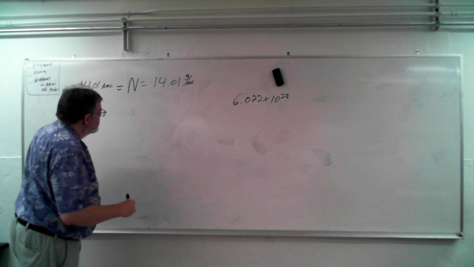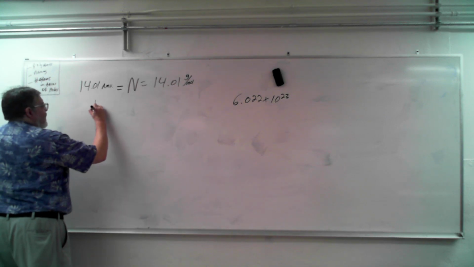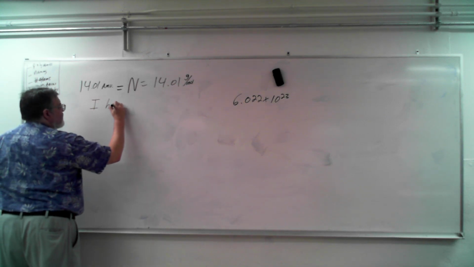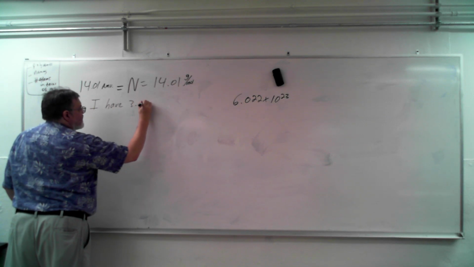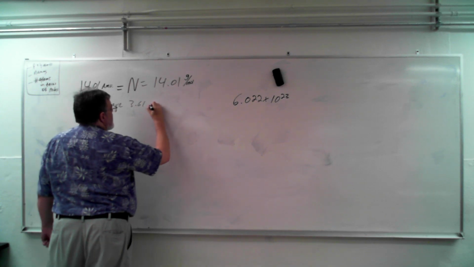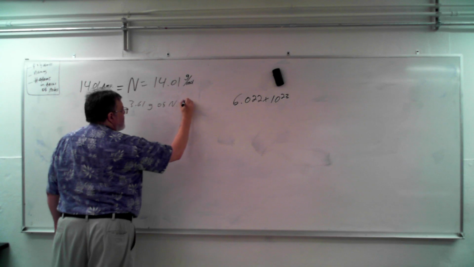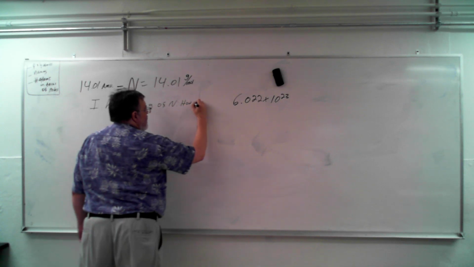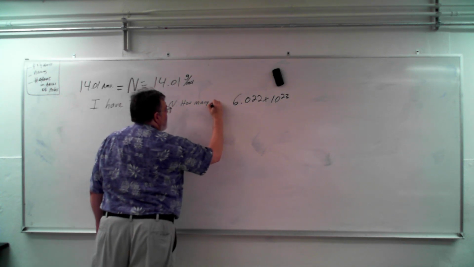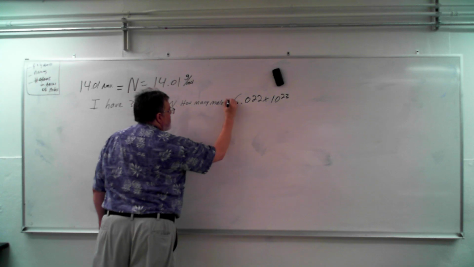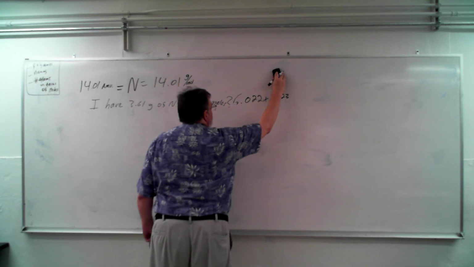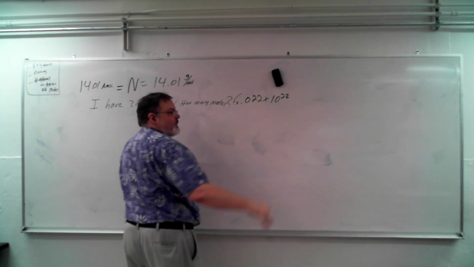So let me put it this way. I have 3.61 grams of nitrogen. How many moles is that? And this number won't show up in this calculation.